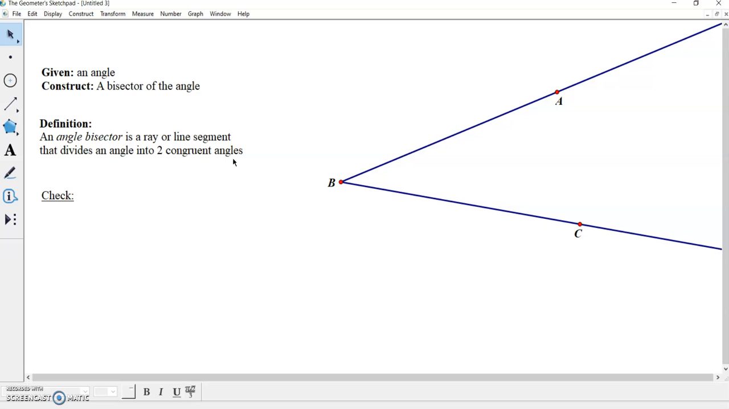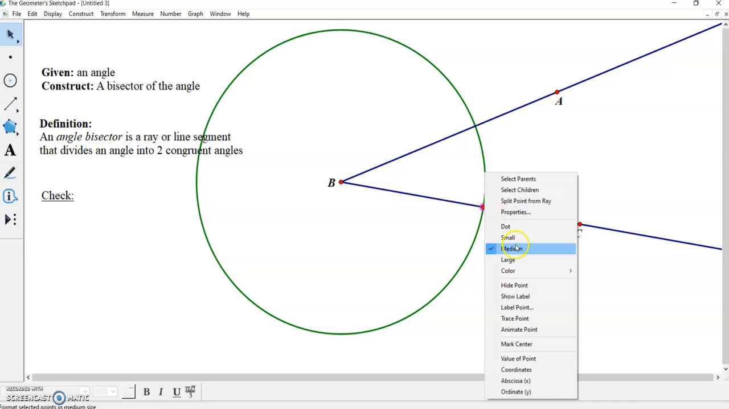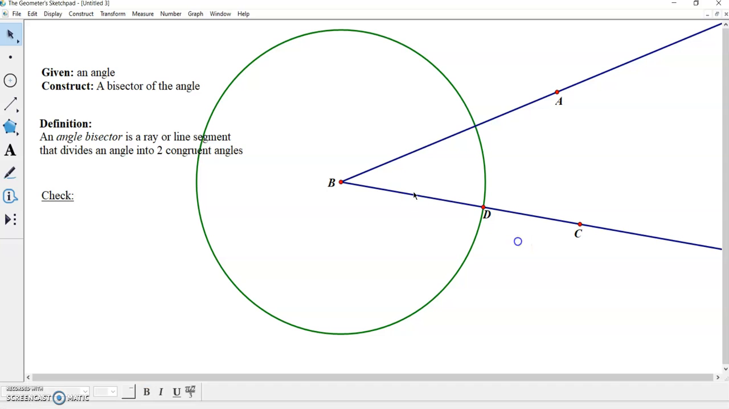Okay, so to do that, our first step will be to come over to the circle icon, and we want to construct a circle, and just pull it out here. The radius of the circle doesn't matter. I like to do it far enough from our vertex so it doesn't get crowded. And since this point is on the line as well, I'm going to click Show Label, and then I need to go ahead and label this point, the intersection of this ray and circle.